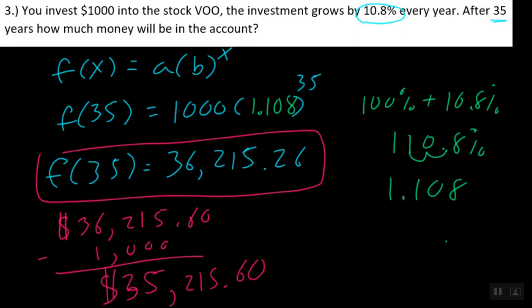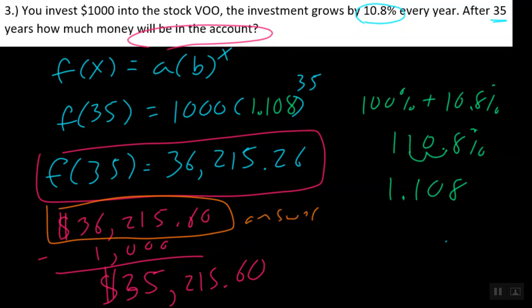It says, how much money will be in the account? So guys, according to that verbiage, this is actually the correct answer. But I want you to know that this is the amount that we grew by. And guys, this is exactly how investments work. We'll speak about this more in a couple of lessons, but there you go.